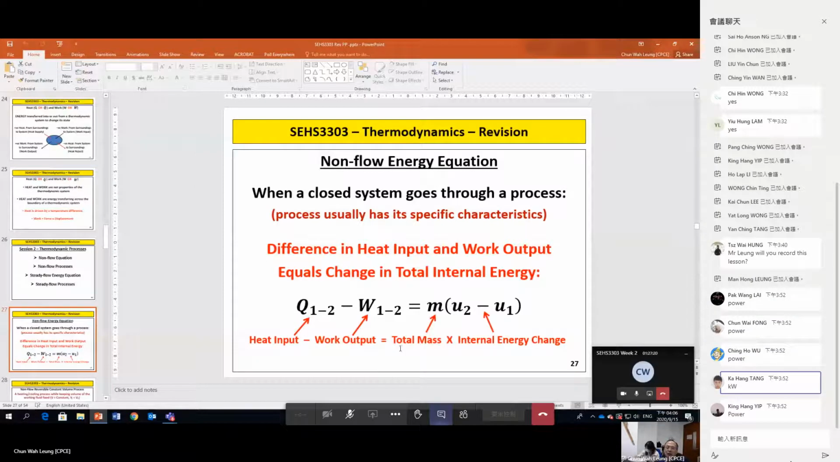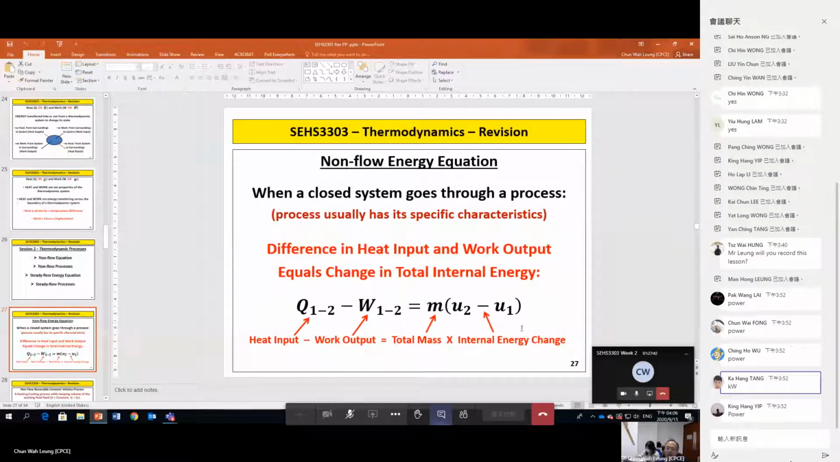However, look at this equation, a very simple equation, but it is not easy to solve. It is not easy to solve. Why? Too many unknowns.